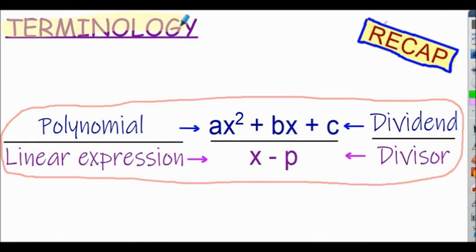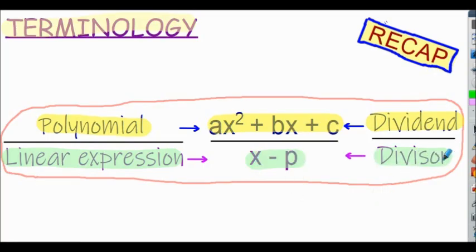Some basic terminology. This is recap from the previous presentation. A polynomial expression is that of the form ax squared plus bx plus c, that's a quadratic, and within remainder theorem that's termed the dividend. The numerator here is a dividend. A linear expression, for example of the form x minus p, that's termed the divisor within remainder theorem, that's a denominator in this case. So we'll be using the terms dividend and divisors throughout the presentation.